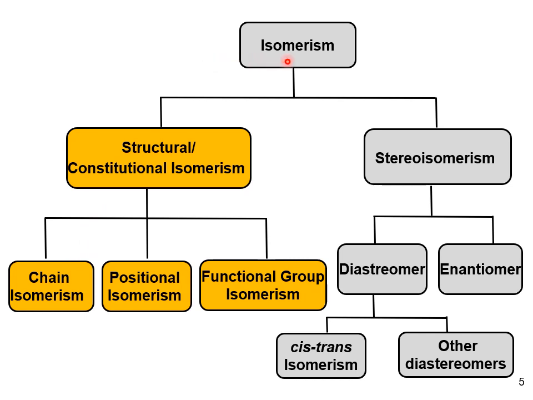So for isomerism, there are two types. One is stereoisomerism, another one is structural or constitutional isomerism. So today we focus on this part: structural or constitutional isomerism, chain, positional, and functional group isomerism.